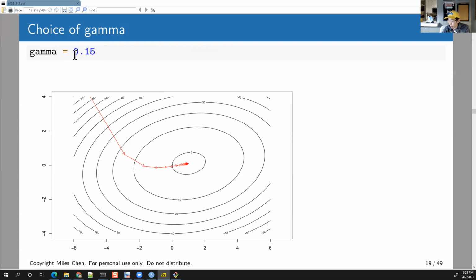Here is a bigger gamma, with gamma set to 0.15. I'm taking bigger steps, and I still get to the bottom, just a little bit faster.